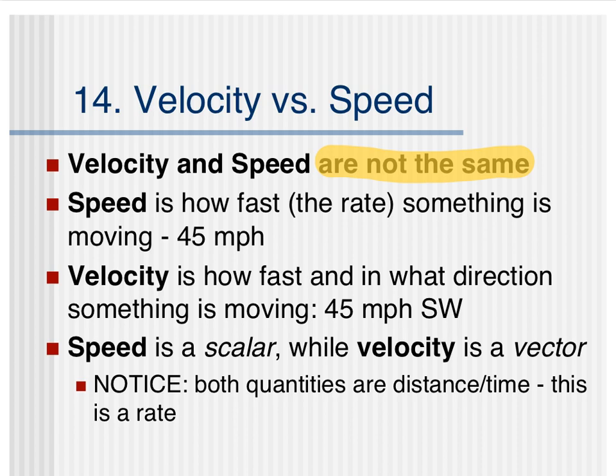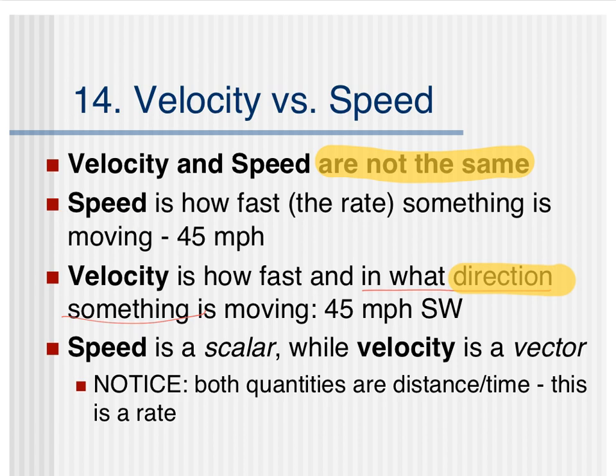Velocity, on the other hand, is how fast and in what direction something is moving. And that really is the key word there, direction. So if instead of saying an object is moving at 45 miles per hour, we say it's moving at 45 miles per hour southwest, we're now talking about a velocity as opposed to a speed.